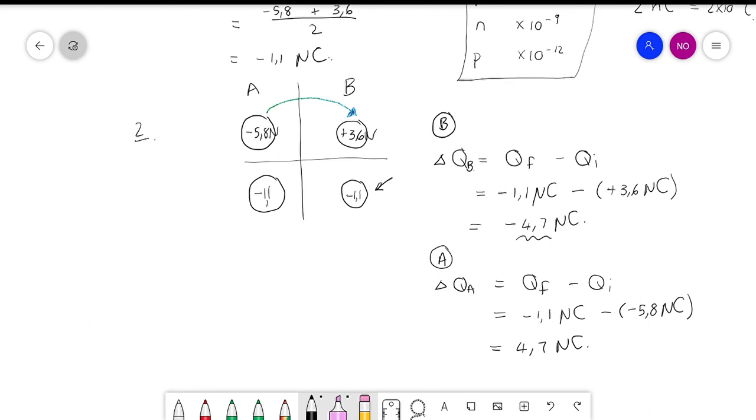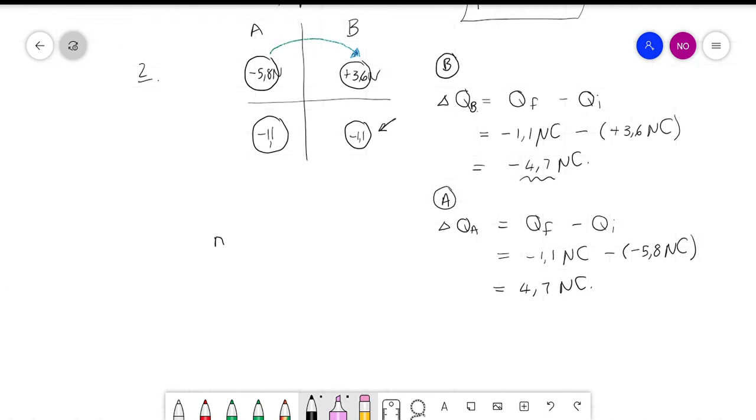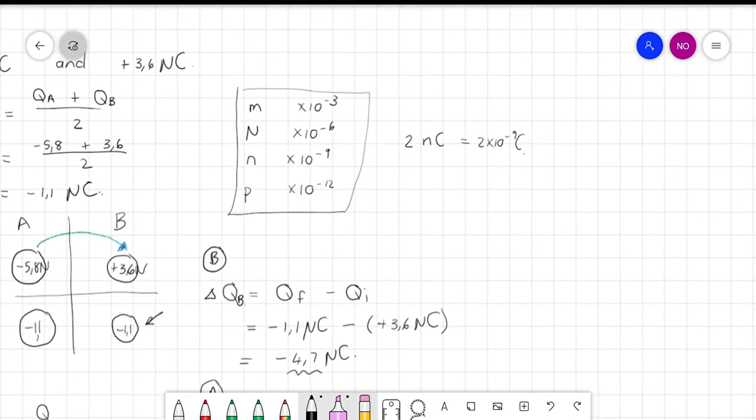So remember, A lost electrons. How many electrons did it lose? 4,7 microcoulombs worth of electrons, while B gained electrons. How many electrons? 4,7 microcoulombs worth of electrons. Nou ons het nog nie gesê hoeveel elektrone dit is nie, maar ons gaan nou gaan en sê, ons wil uitwerk hoeveel elektrone het in die transfer geskuif. So how much of the charge moved? 4,7 times 10 to the power of negative 6. I got that from there.